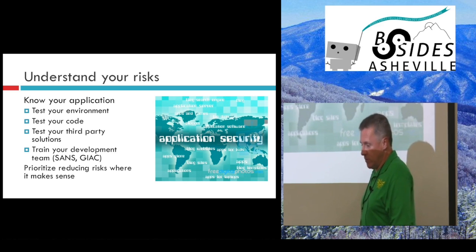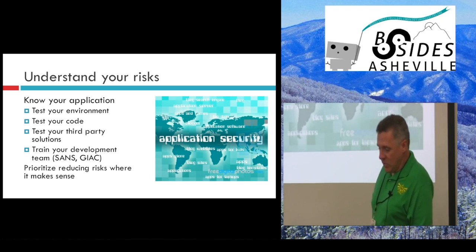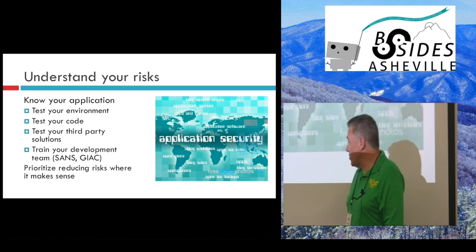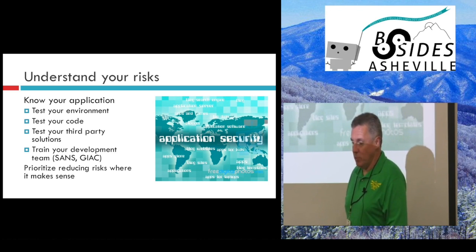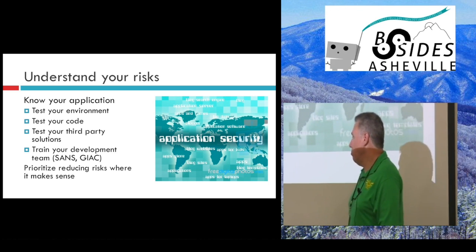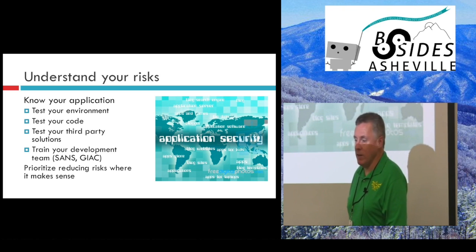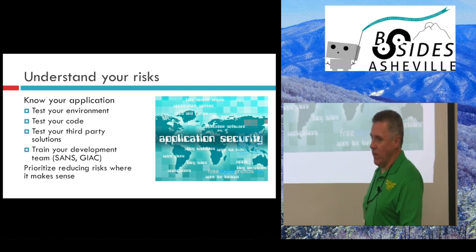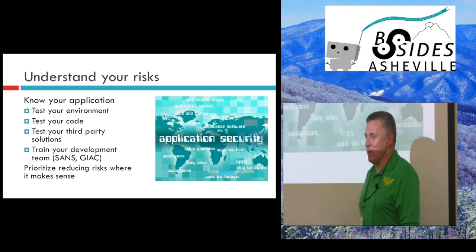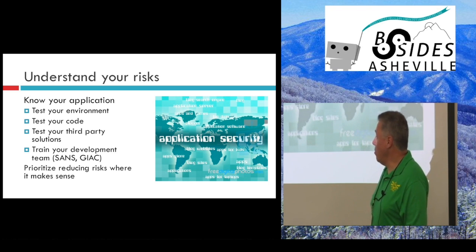Prioritize reducing your risks. If you've got a static HTML website and somebody finds cross-site scripting in it that's not persistent, maybe you don't need to make that the number one priority to fix. But if it's a backdoor that gives somebody access to 100,000 medical records, that's a little bit different story. So you've got to prioritize it where it makes sense.